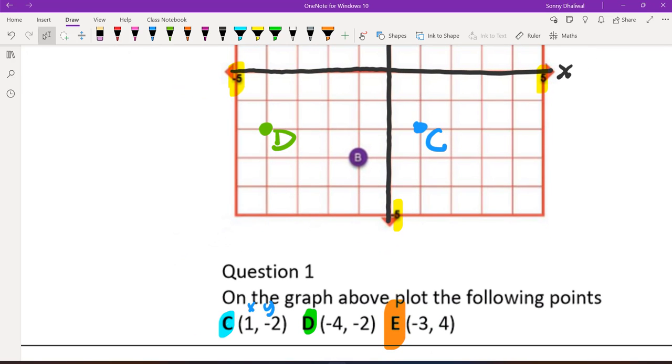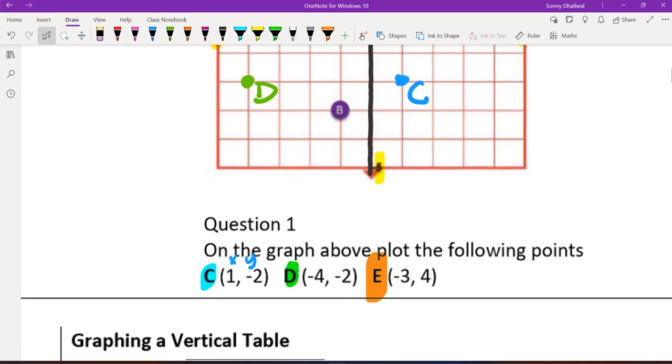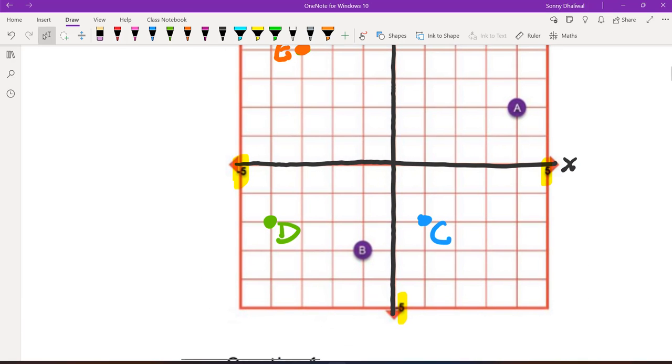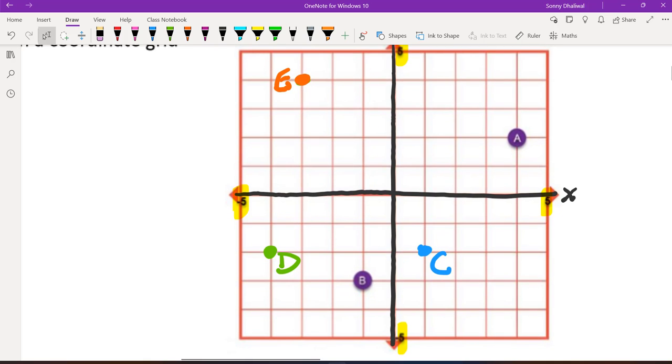Alright. So C, 1 and -2. So 1 is here in the X, down 2 for -2. That's where C should have been. D is -4. So left 4, 1, 2, 3, 4, and down 2, 1, 2. That's where D is. E is -3 and 4. So in the X direction, here's 0. We've got to go left 1, 2, 3, up 4. 1, 2, 3, 4. That's where E would be. Okay.